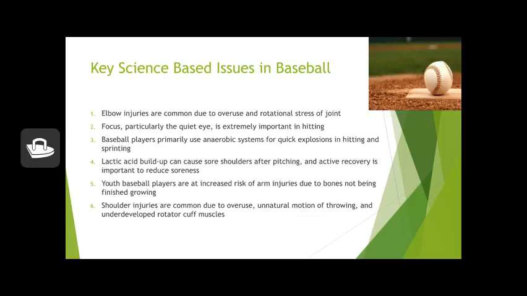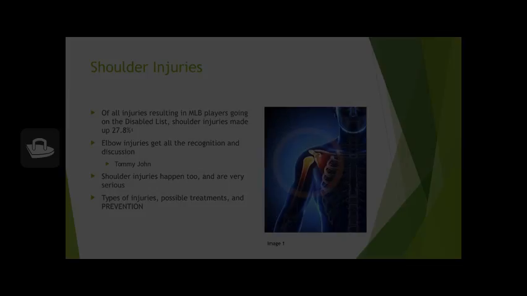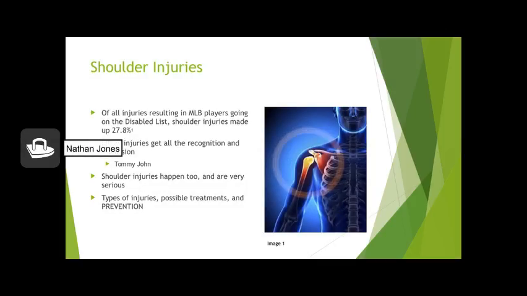Youth baseball players are at an increased risk above older baseball players for arm injuries due to their bones not being fully grown yet. The issue that I would like to focus on today is shoulder injuries. They're common due to overuse, the unnatural motion of throwing, and underdeveloped rotator cuff muscles. Shoulder injuries make up almost 30% of all the players on the disabled list in Major League Baseball.